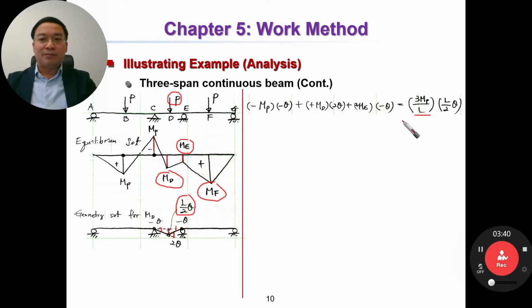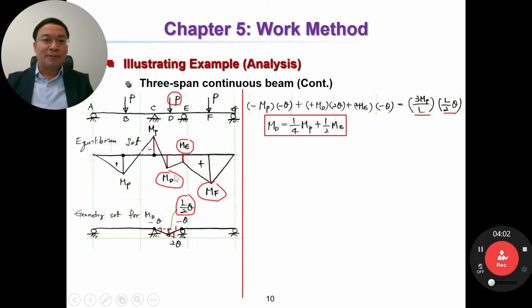In the previous step, we already determined P, and it is 3 MP over L, multiplied by this L over 2 theta here. Okay, then you can solve this equation. Then we have MD. MD is unknown, equal to 1/4 of MP and half of ME, because we try to determine MD as a function of MP and ME.